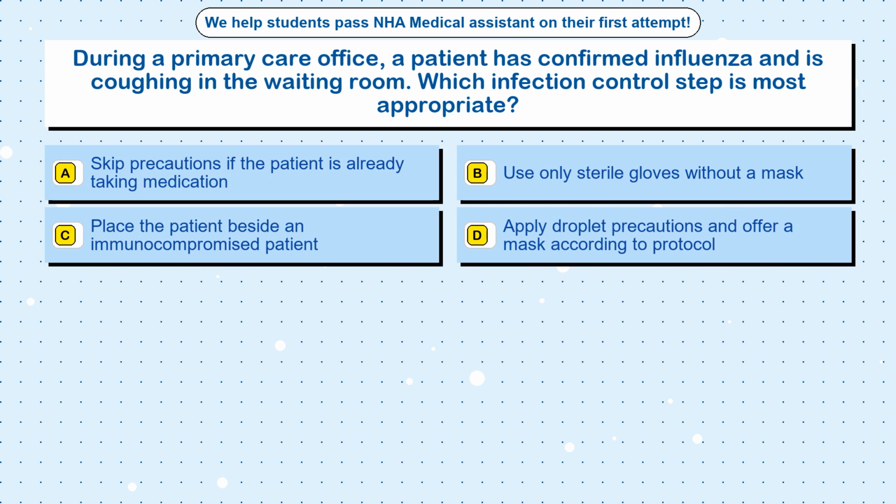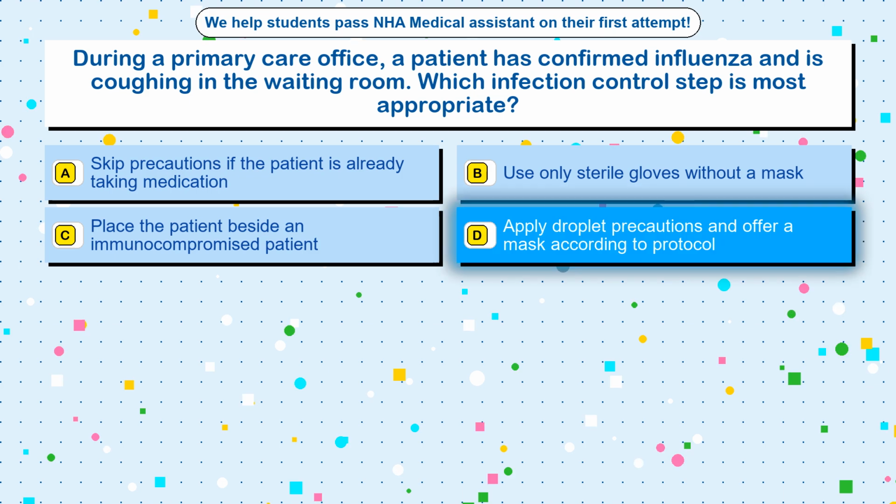Question 3. During a primary care office visit, a patient has confirmed influenza and is coughing in the waiting room. Which infection control step is most appropriate? Option A, skip precautions if the patient is already taking medication. Option B, use only sterile gloves without a mask. Option C, place the patient beside an immunocompromised patient. Option D, apply droplet precautions and offer a mask according to protocol. The correct answer is option D, apply droplet precautions and offer a mask according to protocol.